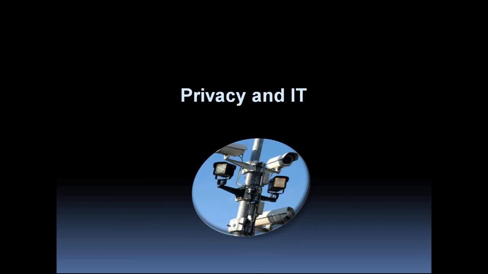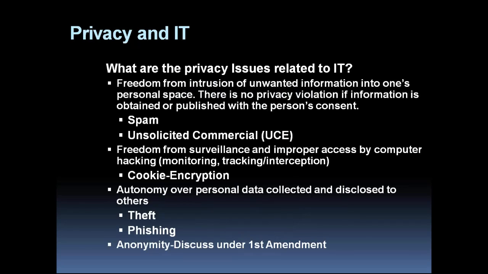Let's first take a look at privacy and information technology. What are the specific privacy issues related to IT? So first of all, freedom from intrusion of unwanted information to one's personal space. There's no privacy violation if information is obtained or published with a person's consent. But there are two areas that present themselves to be problematic. First of all, we have spam, and we have unsolicited commercial emails.